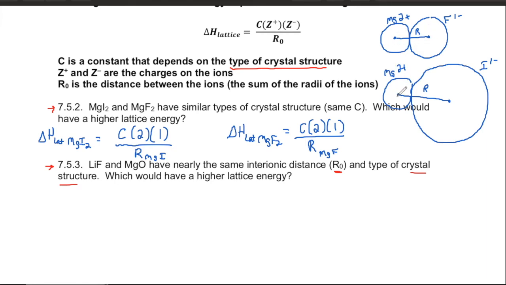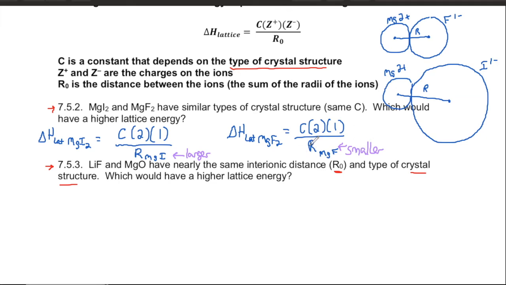Magnesium is the same size in both of these compounds, and so we are really comparing fluorine and iodine. They're both halogens. Fluorine is several levels above iodine on the periodic table, so iodine is larger than fluorine. The iodide ion is also larger than the fluoride ion, and so this R value for magnesium iodide is going to be larger than the R value for magnesium fluoride. So here we go, we have magnesium iodide distance marked as larger, this one marked as smaller.